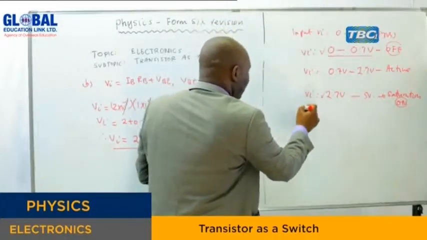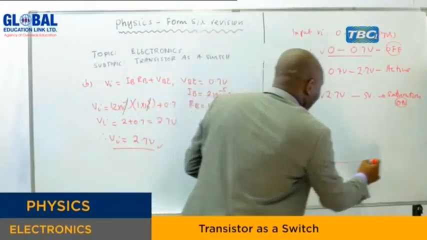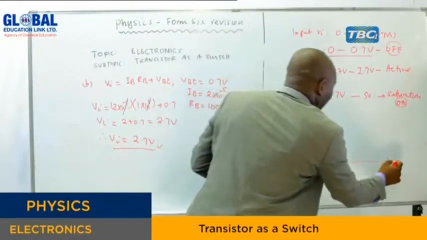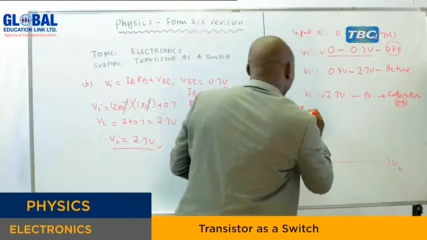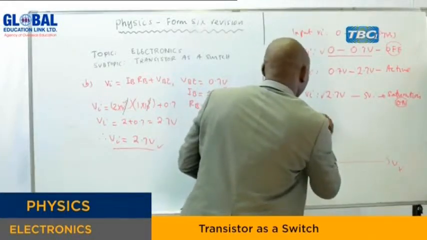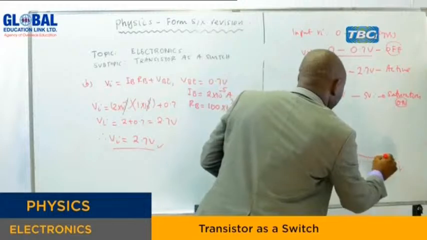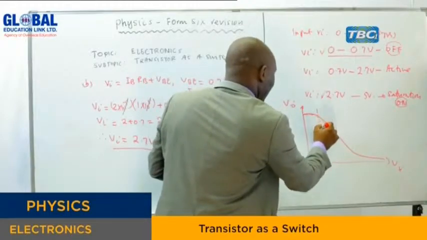So remember, you can sketch the graph of the input against output. We found that the voltage was flowing like that. It reached a point somewhere here.